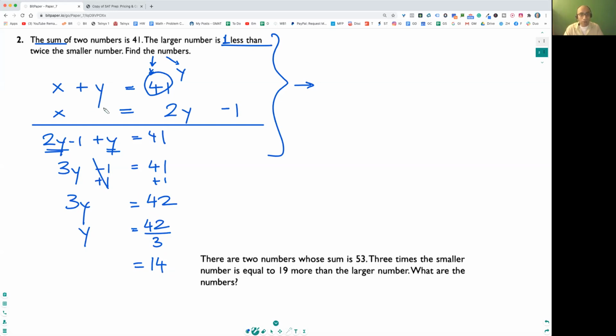And now you can find the other number. The sum is equal to 41, so you can put it inside here. Because x plus y is 41 and y is 14, x plus 14 is 41, and so x is equal to 41 minus 14. That's 27. I know this problem is tricky, the way they've written it, twice the smaller number. So you have to do it this way.